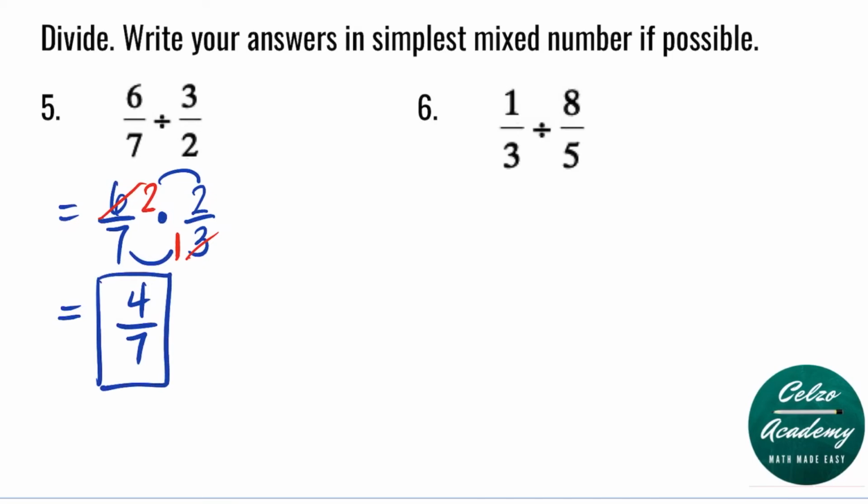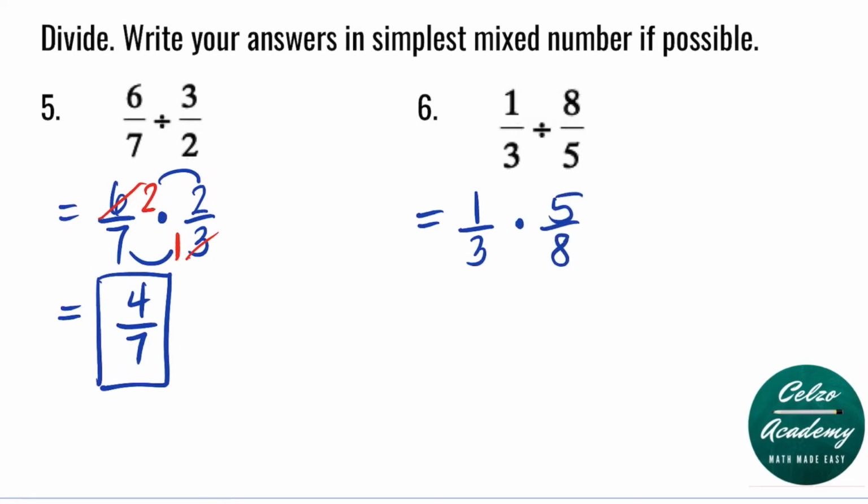Question number 6. 1/3 divided by 8/5. Step 1 is to change this into a multiplication problem by using KCF. We keep the first fraction as 1/3. We change division to times. And then we flip this as 5 over 8.